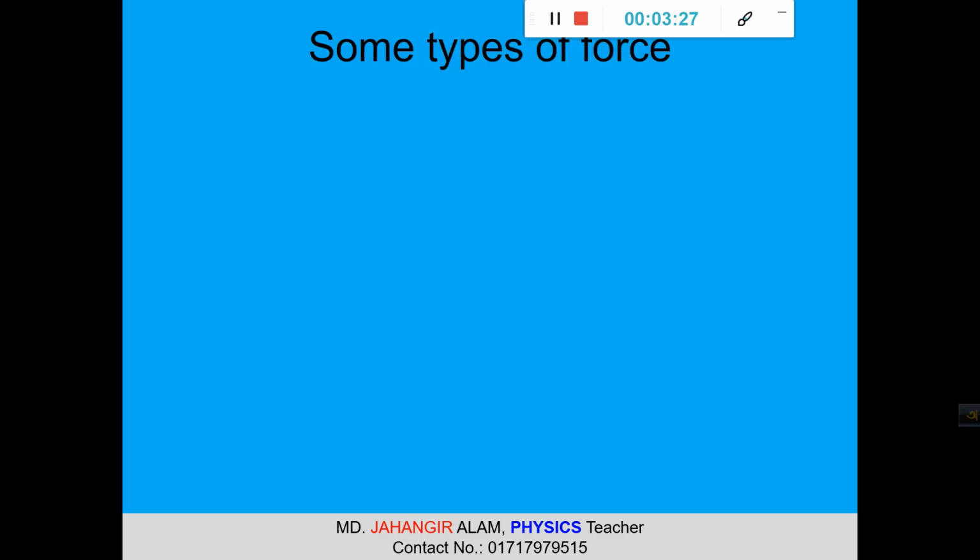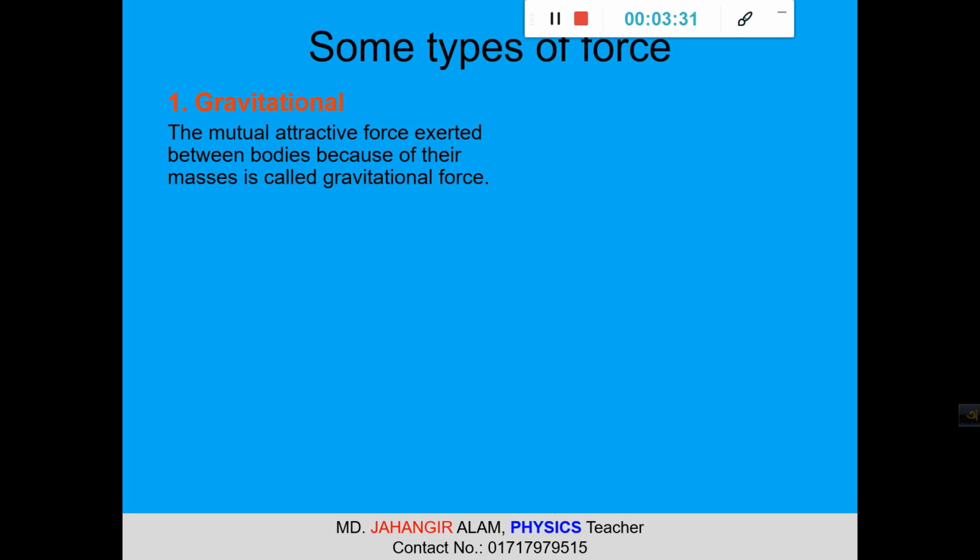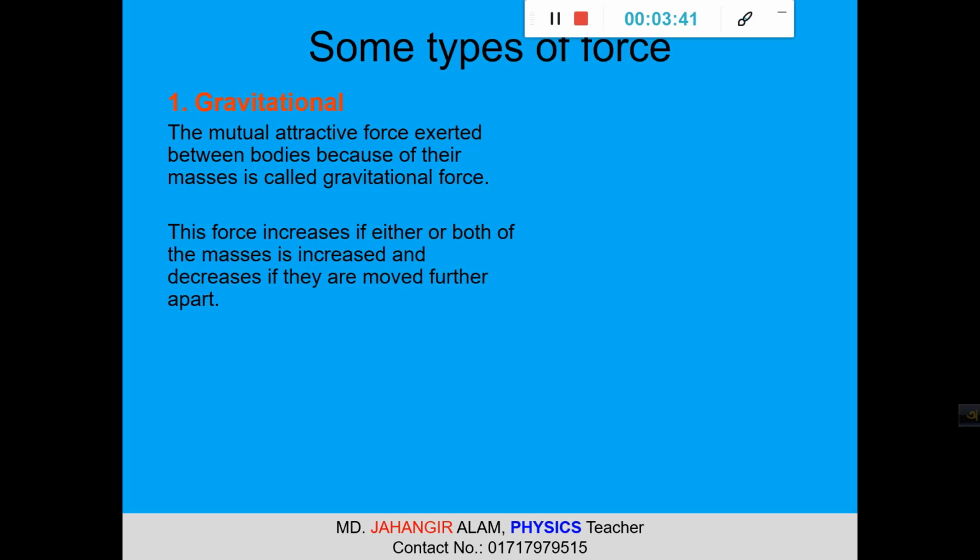Some types of force. First, gravitational force. What is gravitational force? The mutual attractive force exerted between bodies because of their masses is called gravitational force. This force increases if either or both of the masses is increased and decreases if they are moved further apart.